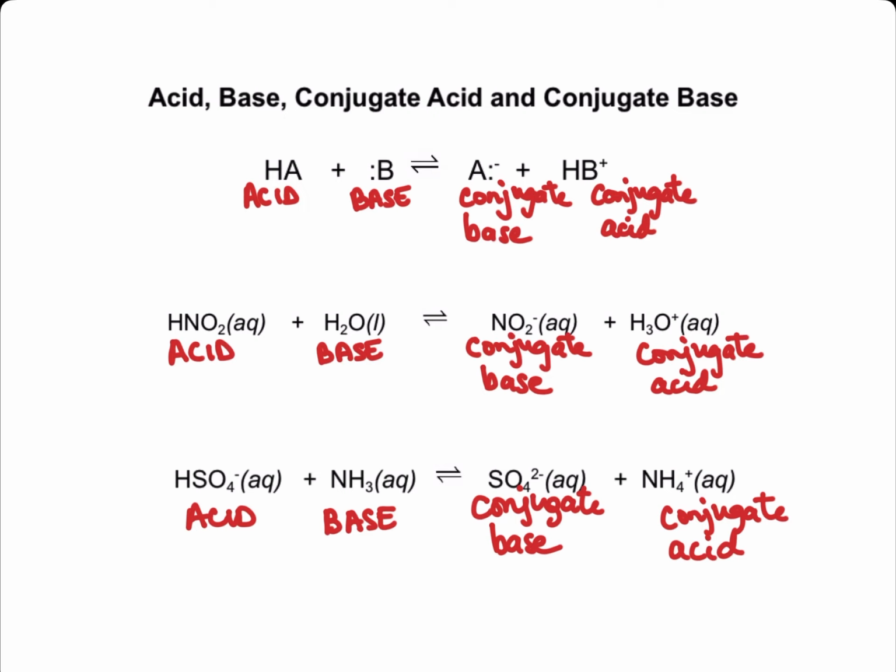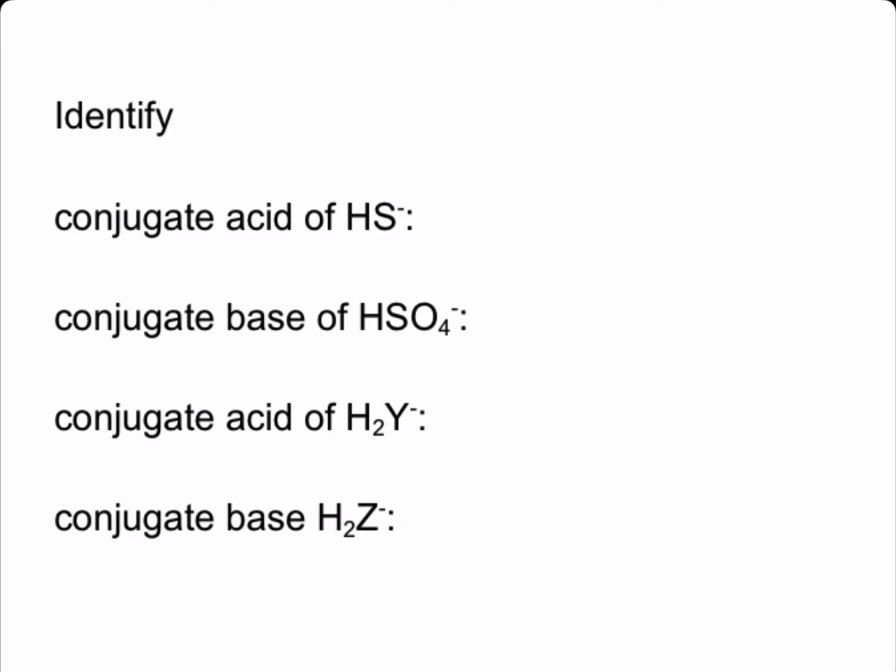And let's examine the reverse. SO4 2- has no protons, and on the reactant side, it has 1 proton. Something that accepts a proton is a base, and because this is on the product side, we call it conjugate base. NH4+ has 4 protons. In the reverse, it has 3 protons. Something that donates a proton is called an acid, and because this is on the product side, we call it conjugate acid. Let's look at a different way of doing this.